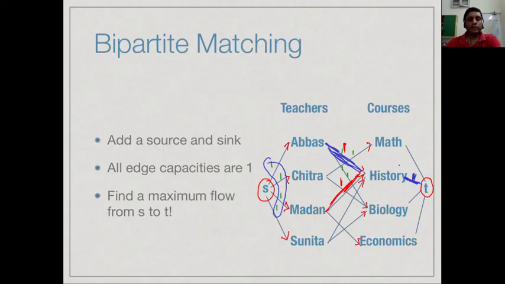And now if we maximize this flow, it maximizes the number of teachers who are connected to the courses, and therefore it maximizes the matching. Right? So we have managed to take a problem involving something very different, involving graphs, and model it using network flows.